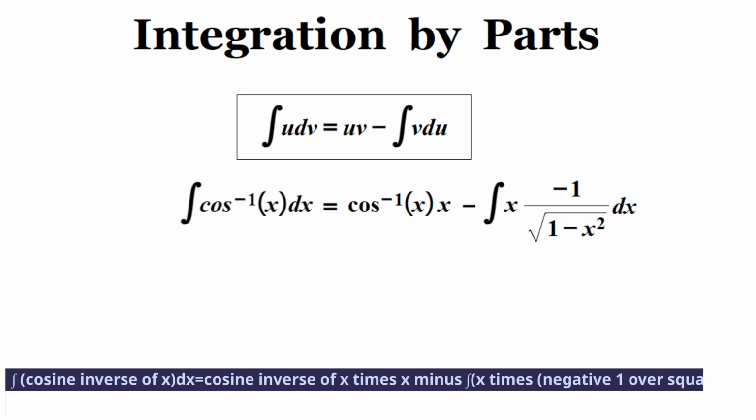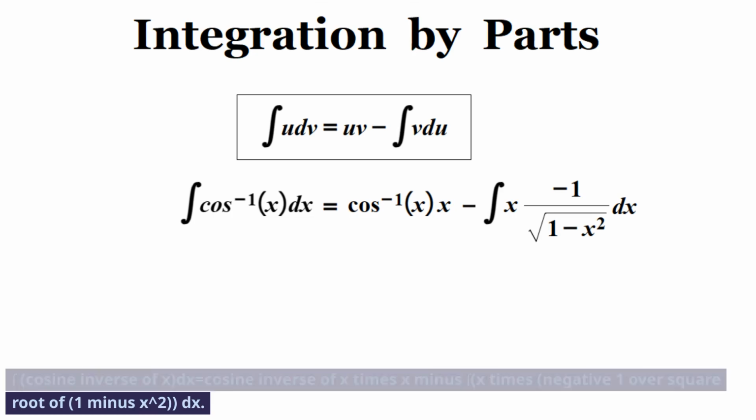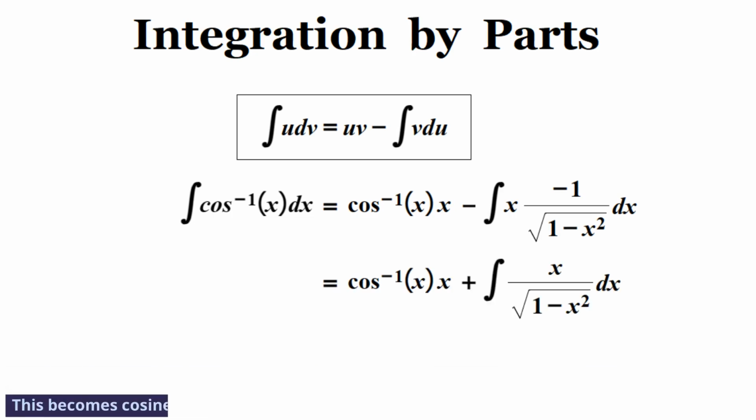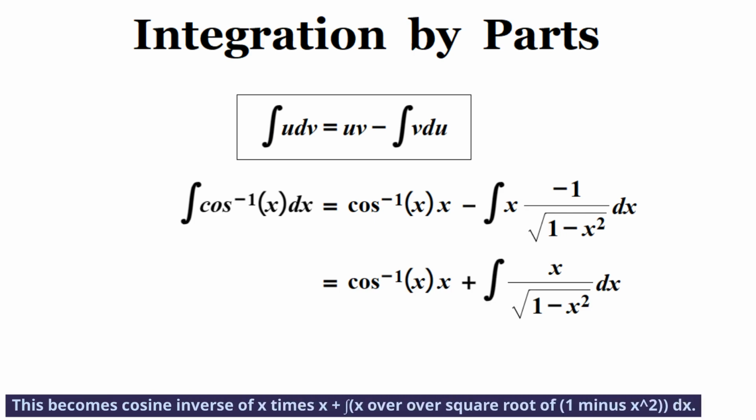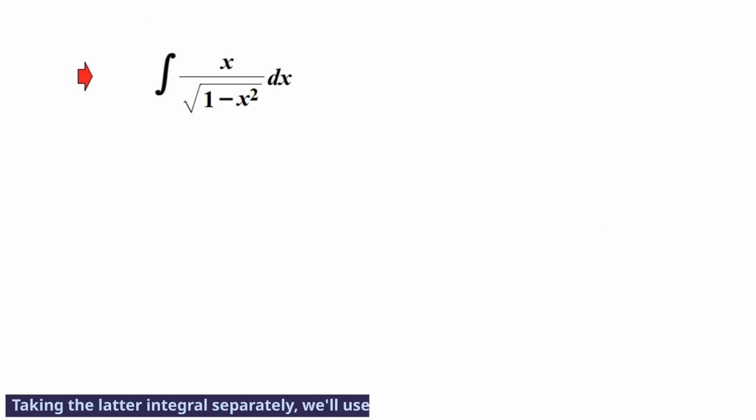Integral cosine inverse of x dx equals cosine inverse of x times x minus integral x times -1 over square root of 1 minus x squared dx. This becomes cosine inverse of x times x plus integral x over square root of 1 minus x squared dx. Taking the latter integral separately, we'll use a substitution method.